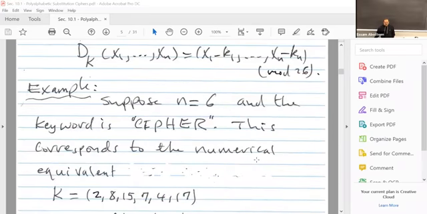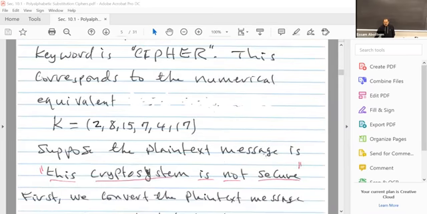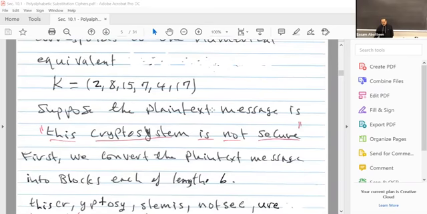Here's an example. Let's assume that we take n, the length of the keyword, to be 6. And let's assume the keyword is cipher. This keyword corresponds to the numerical values 2, 8, 15, and so on. Just write them like this. And then suppose the plaintext message is: this crypto system is not secure.